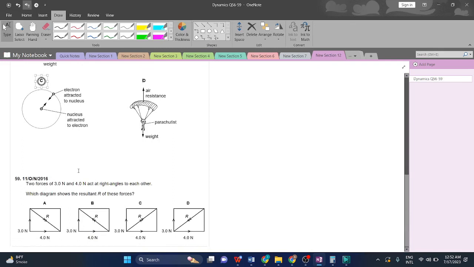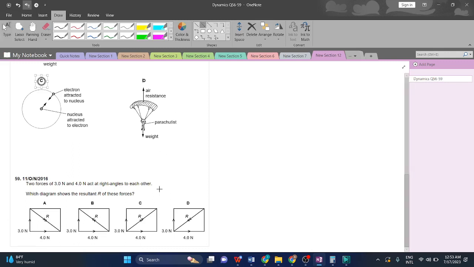Question 59. Two forces of 3 Newton and 4 Newton act at right angles to each other. Which diagram shows the resultant R of these forces? अच्छा, हमें पैरेललोग्राम वाला ऑप्शंस दिए हुए हैं, राइट? तो देख लेते हैं. C looks like the right answer because tail से tail निकल रही है and the resultant force is going through the middle and touching the end of the parallelogram.